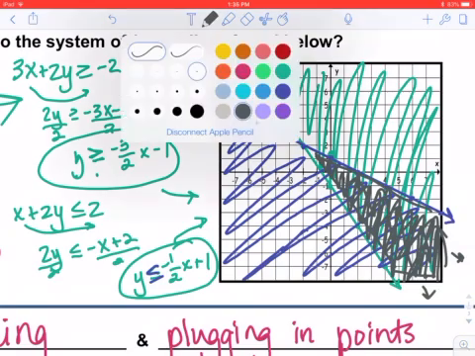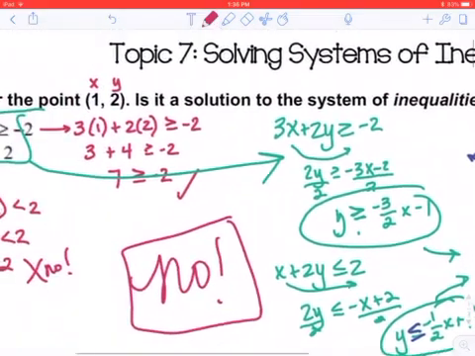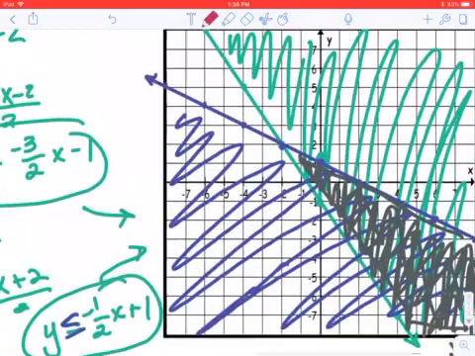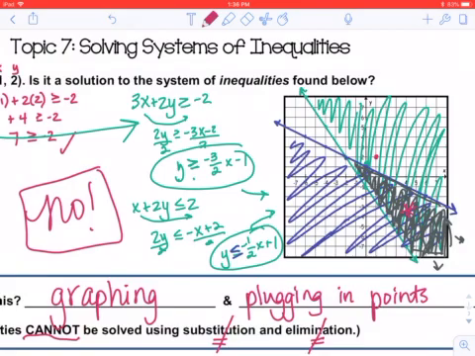So going back to this problem, the question asked about the point (1, 2). So let's graph (1, 2). That'd be right here. Well, that's in the green area, but it's not in the desired gray area, right? So that makes it not a solution. That's why it worked for the first equation, but not the second one.